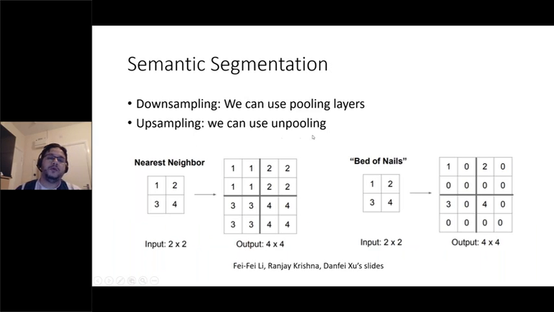So we can use what we call unpooling. This is one form of unpooling. To make this bigger, we just duplicate this 4 times. This is what we call nearest neighbor. We also have what we call the bed of nails. We keep the value in a corner and fill the rest with zeros. These are 2 possibilities.